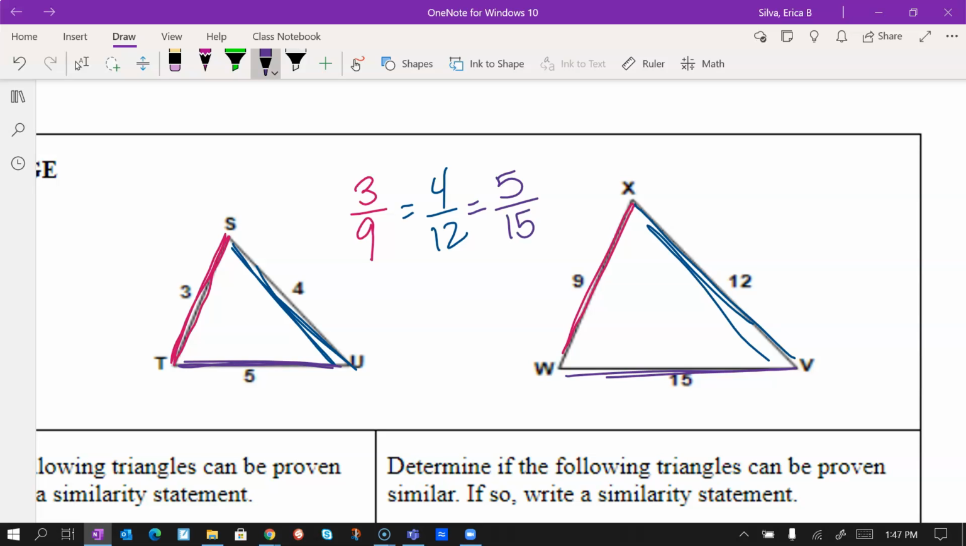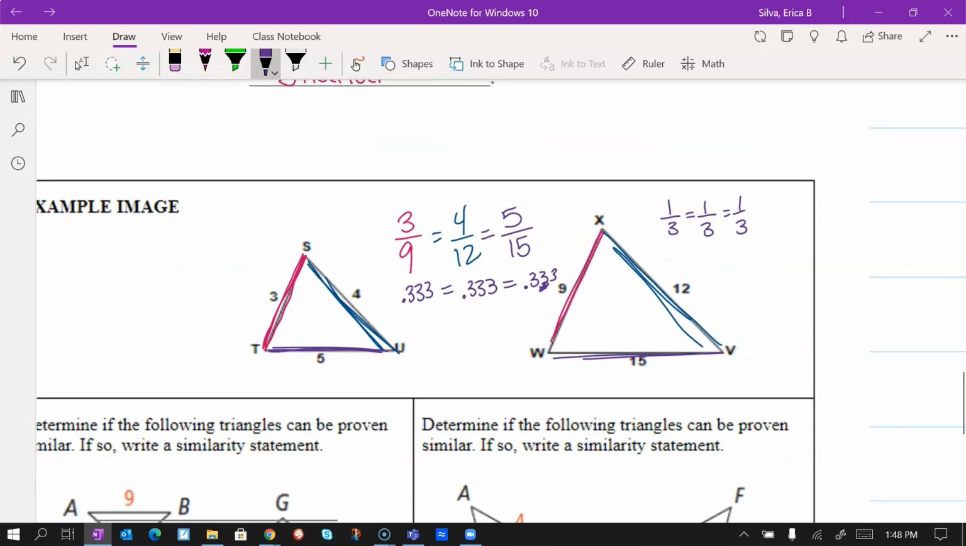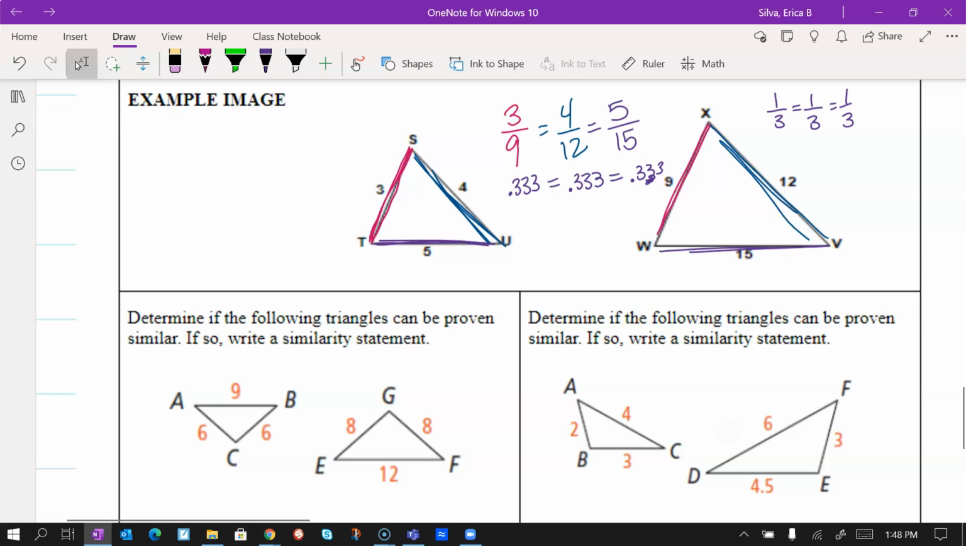Perfect. All right, so they're all equal to 1/3. That's if we simplify. Or you can use the calculator. You can put it in decimal form. So 3 divided by 9 is about 0.333. 4 divided by 12 is 0.333. And 5 divided by 15 is 0.333. Or you can do what Eva said. We can simplify each one, where each one would be simplified to 1/3. So are all of our sides proportional? Yes. So then these 2 triangles are similar by the side similarity.